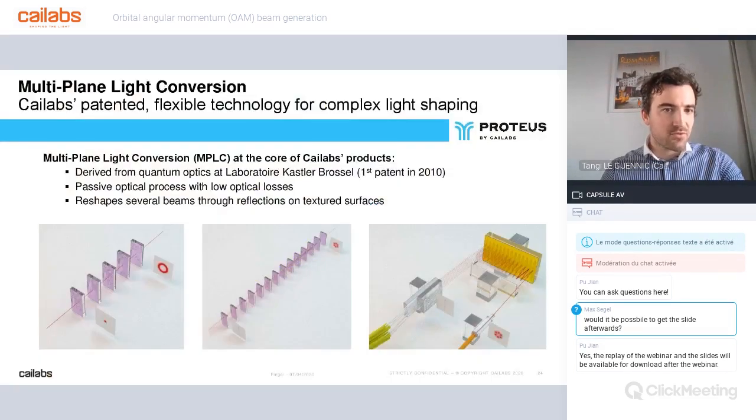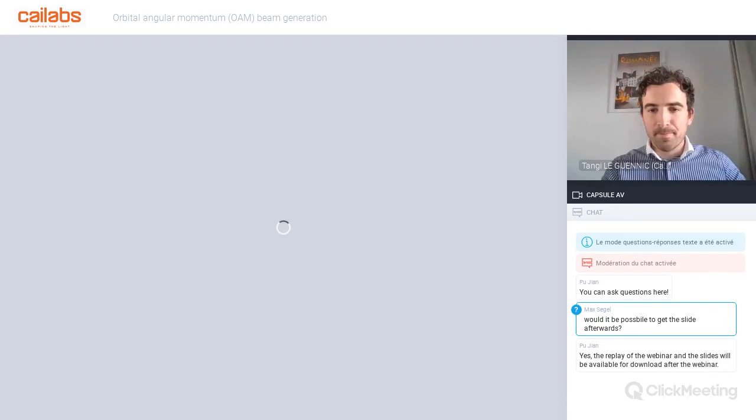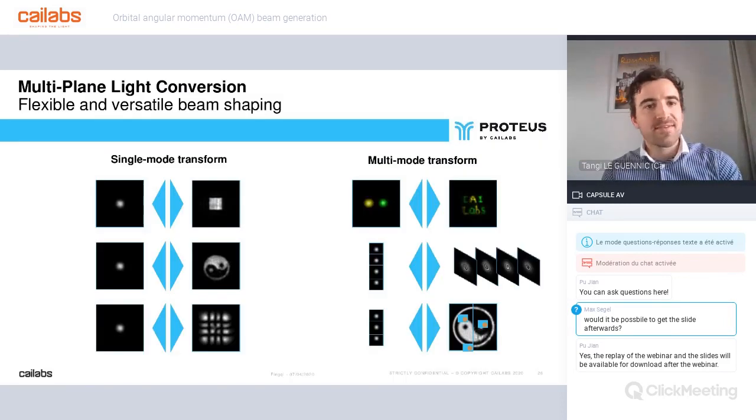So I come back to my presentation. These are cool examples of shapes that we can realize. On the left side, it's a single mode transformation with only one fibered input. And on the right side, it's a multimode transformation with more inputs.